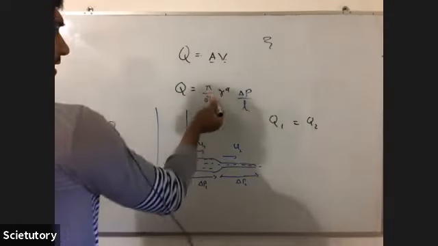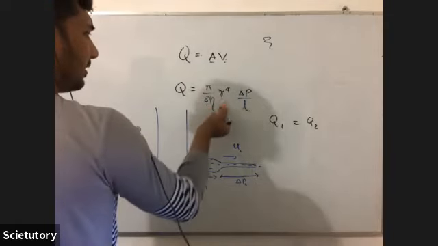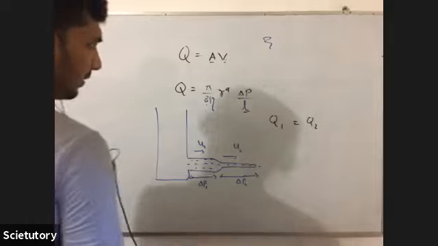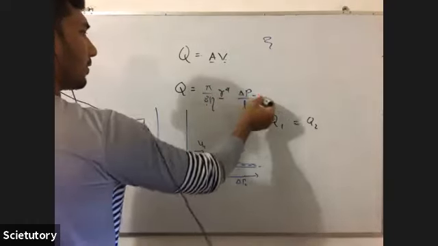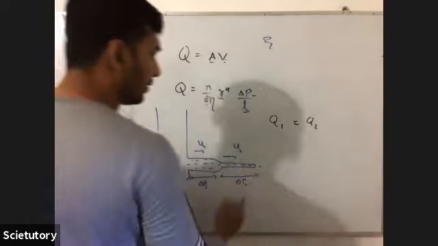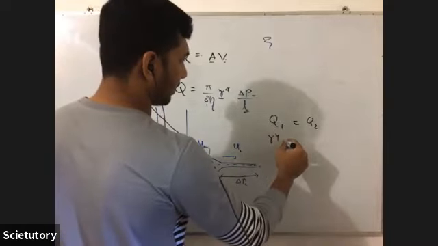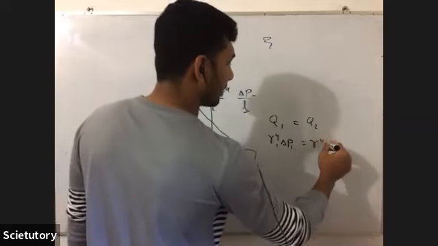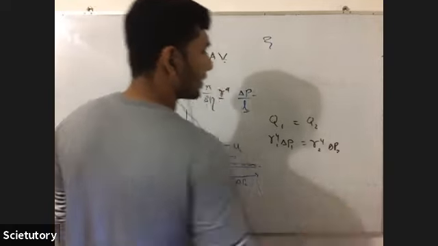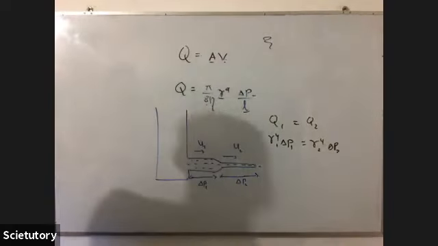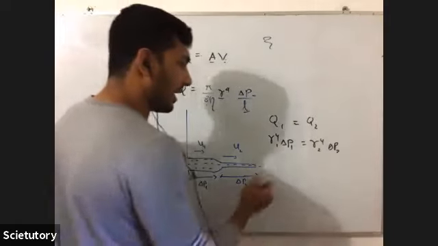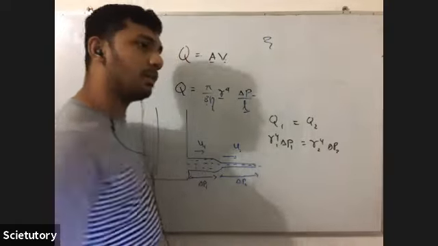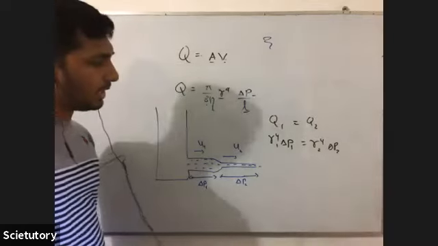So here you see the eta, pi, 8, those are constants, and L is also equal. So R to the power of 4 into delta P should be equal for those two tubes. So R1 to the power of 4 into delta P1 is equal to R2 to the power of 4 into delta P2. So I can write it like this. So they ask you to relate this delta P1 and delta P2 with the velocities. So how can you relate it?